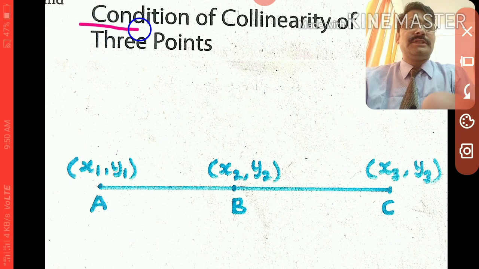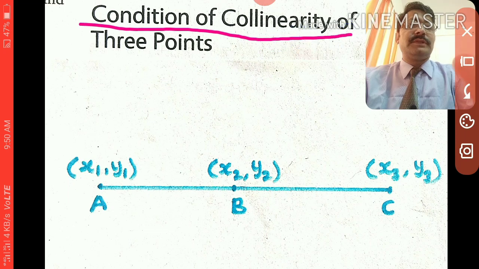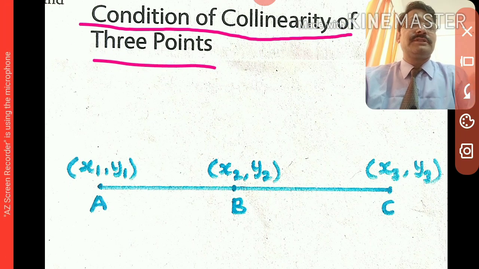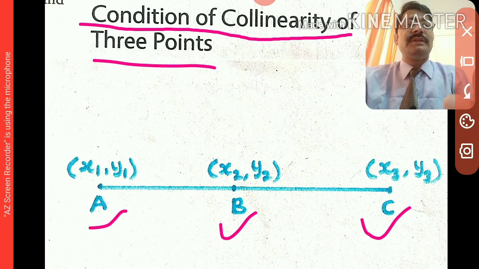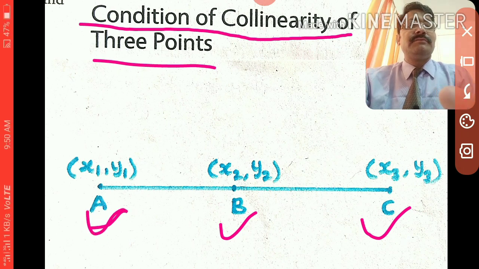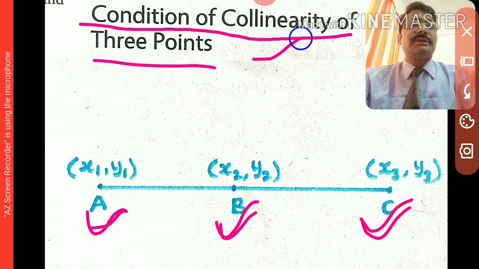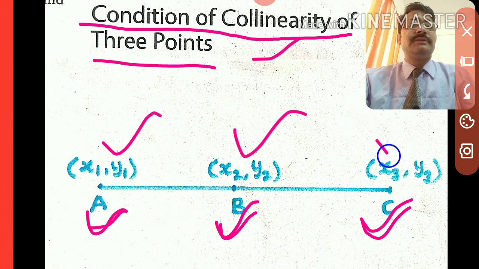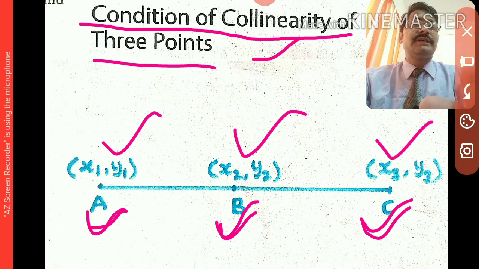Now we'll do the condition of collinearity of 3 points. Collinearity means 3 points A, B and C are given to you, and these 3 points lie on a line. That is called collinearity. The first point is x1 y1, the second point is x2 y2, and the third point is x3 y3. That also we can do.